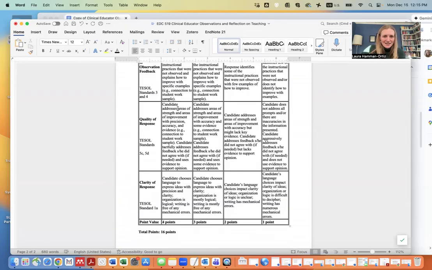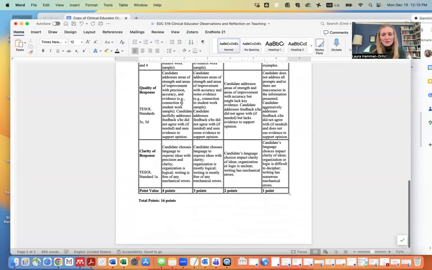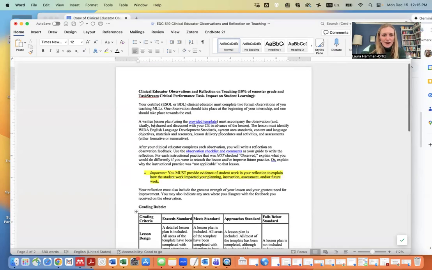So again, you see, did you address areas of strength and areas of improvement? Did you connect it to student work? Did you tactfully address any feedback you didn't agree with, if relevant? And then the clarity of your response, that it's organized, it doesn't have any mechanical errors. So that is what we are looking for in your observations, and then your reflection on those observations.